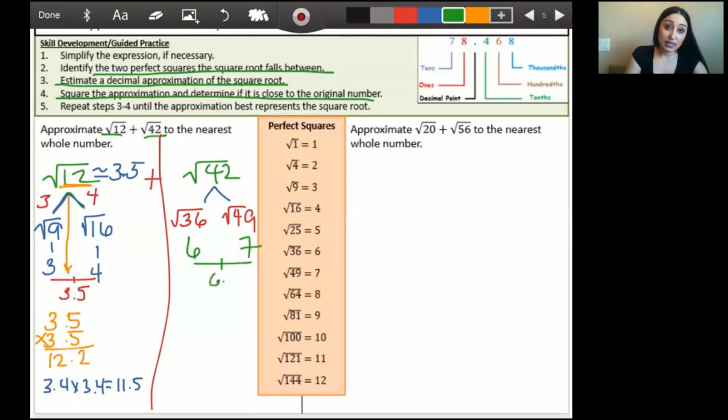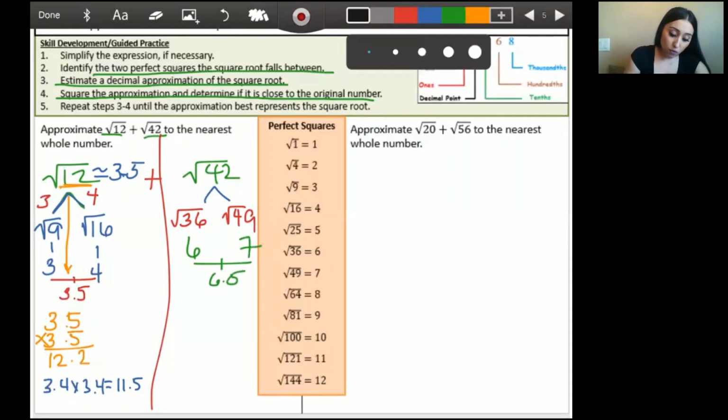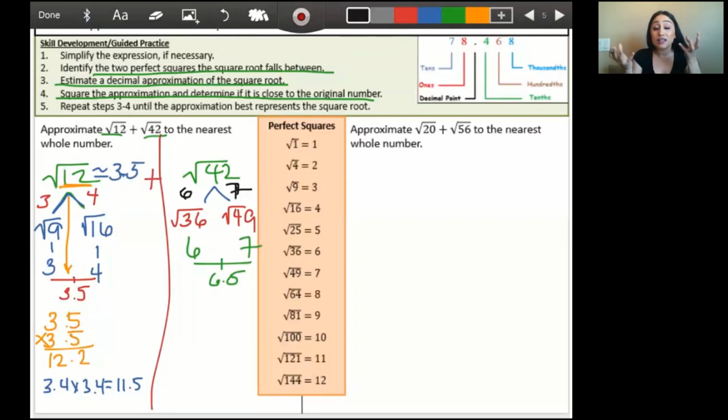Halfway point is 6.5. So I know that the square root of 42 is only 6 units away from the square root of 36. Then I have the square root of 42 is only 7 units away from the square root of 49. Again, we see that it's the same amount, give or take 1. So I'm going to go right down the middle. Has to be somewhere in this section here.